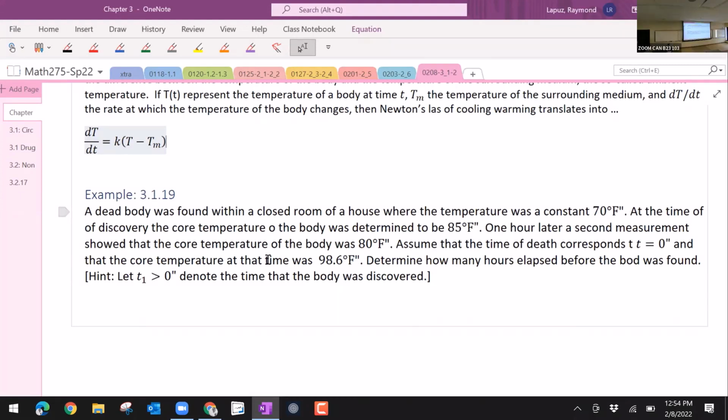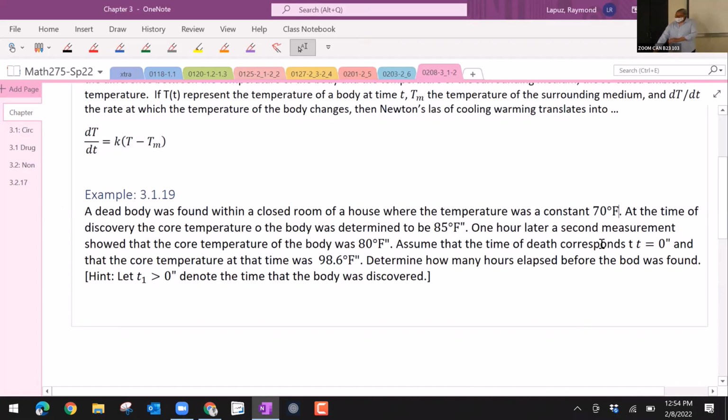So here they talk about a dead body found in a closed room. The house temperature was constant at 70 degrees Fahrenheit. Ooh, what's this? Why are there quotes there? At the time of discovery, the core temperature was 85. So we don't know when it was discovered, but at that particular time, it was 85 degrees. An hour later, the second measurement was 80. So 85, and in an hour, it went down 5 degrees.